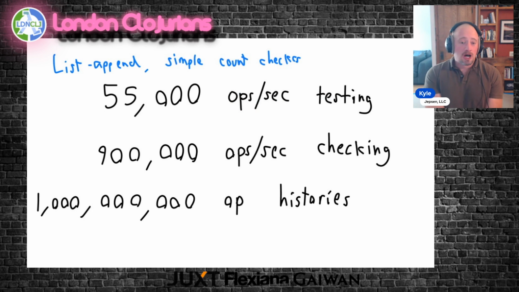List append will top out now at about 50,000 operations per second for actually testing. Checking, which is the full deserializing of the operations from a list append test and doing a trivial count, pushes about 900,000 operations per second now. And this is on a box built in 2013, so I assume modern CPUs are probably faster. We could get to 1 billion operations and above for histories. At some point, I'm going to have to start breaking the JVM collection assumptions because they think that everything's in terms of integer indices, and that's not going to be big enough anymore.